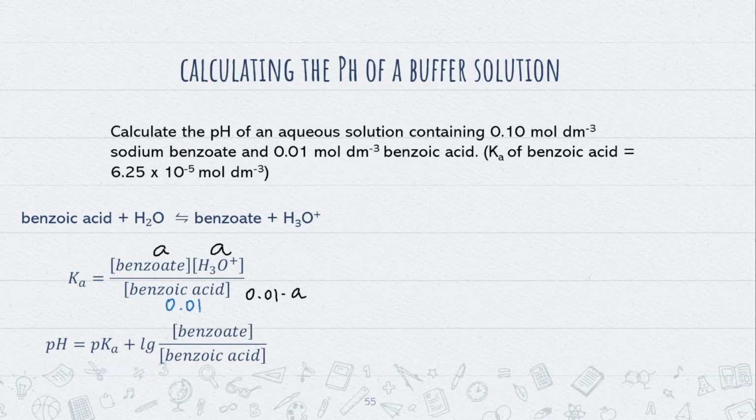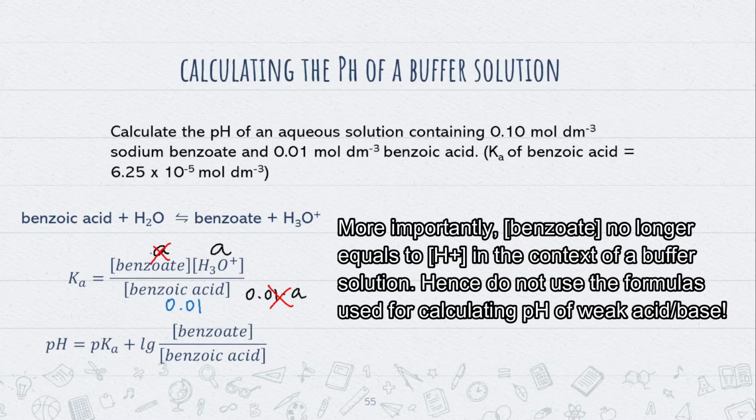So your benzoic acid concentration remains the same as 0.01, and your benzoate, while being a strong conjugate base, will also not undergo salt hydrolysis because it was suppressed. Do check the previous video if you are still confused over this.